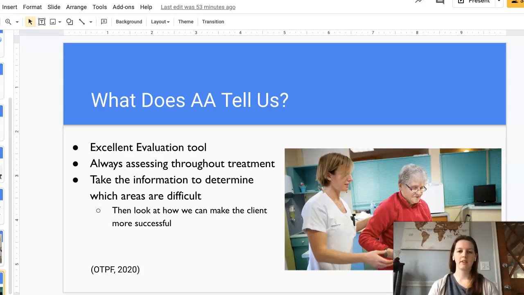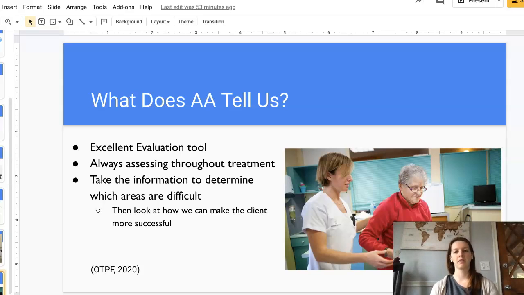What does an activity analysis tell us? It's an excellent evaluation tool. I use it all of the time. I use it on my evaluation. I use it throughout the length of stay. Heck, I might even use it the day of discharge when I'm still trying to figure something out if needed. We're always assessing throughout the treatment. That is 100% true. It takes the information to determine which areas are difficult.